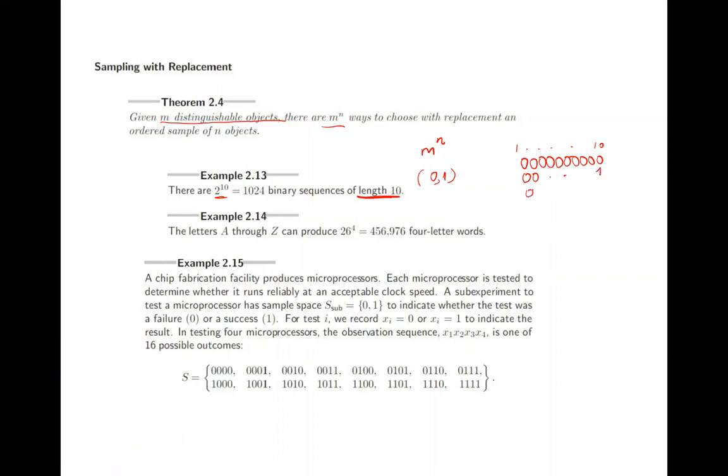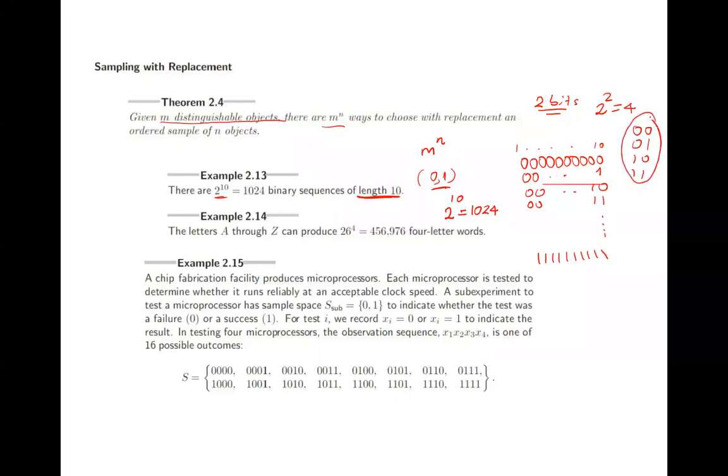One, and then 0, 0, 1, 0, 0, 0, 1, 1. So it goes like this, and finally we got 1, 1, 1, 1, 1, 1, 1, 1. Okay? So how many such sequences can we create? Simple. Since we have binary, we have 2 to the power 10, which is 1024. If it were 2 bits, then it's going to be 2 to the power 2, which is 4. So 0, 0, 0, 1, 1, 0, 1, 1.